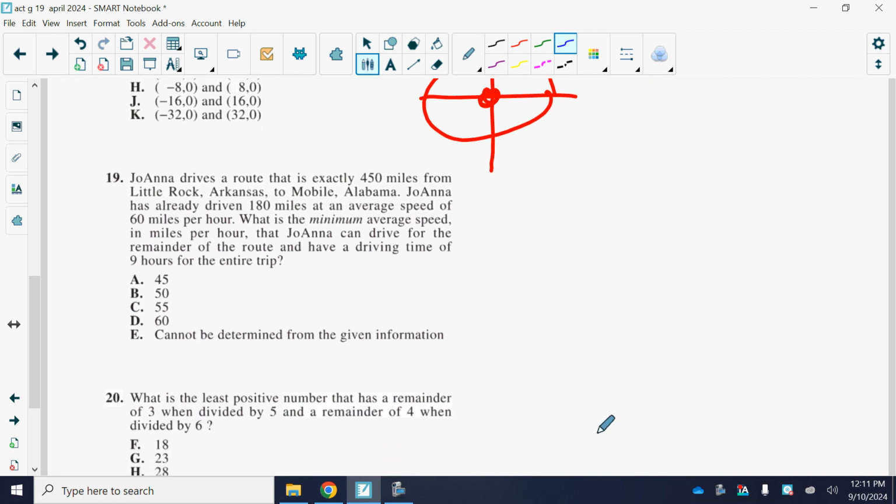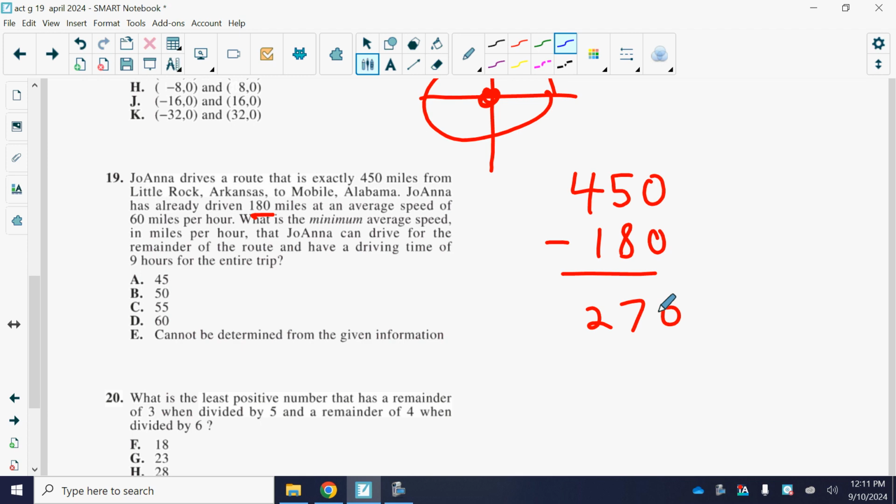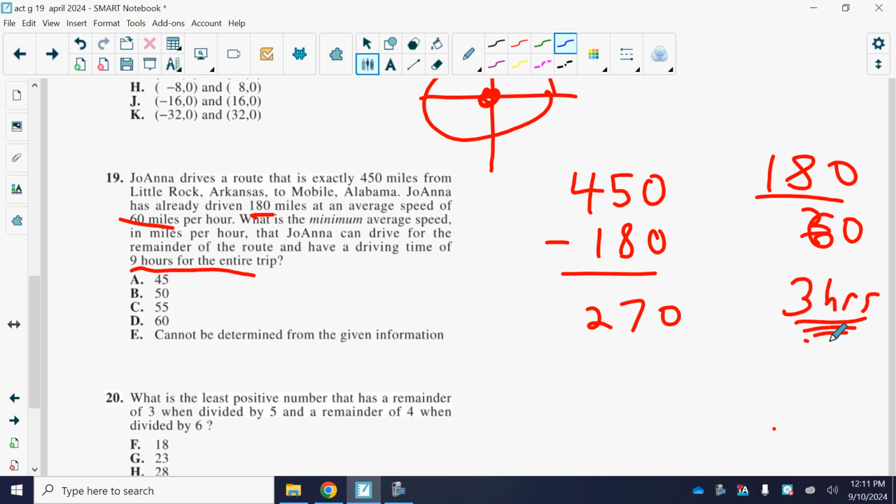19. It's 450 miles, and I've already driven 180. So how many miles are left? 270. Now I want to make the trip in 9 hours, and I've already burned how many? 180 miles at the speed of 60, so 180 divided by 60 is 3 hours. So I've already burned 3 hours. I want to make the trip in 9, so I have 6 hours left. And the answer to this is A, 45.